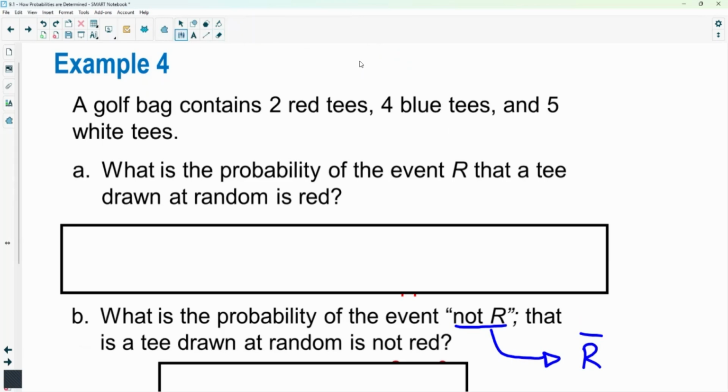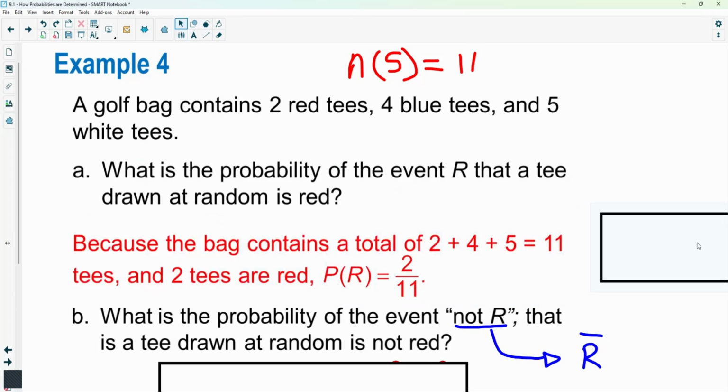So we are going to do N of S. What is it going to be? 2 plus 4 is 6, and 6 plus 5 is 11. So you have a total of 11 tees in the bag, right? So now that we know the total, now we can find the probability of the red.